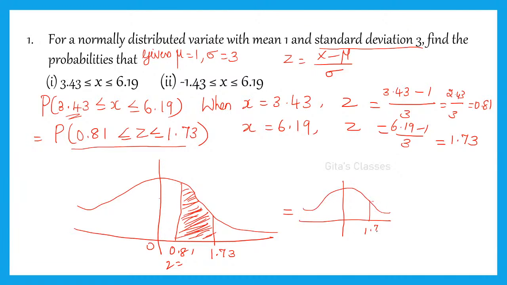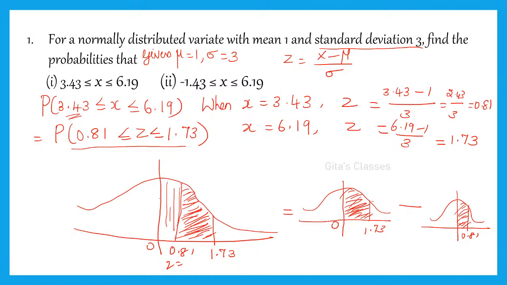Up to 1.73, I want to make use of the table, so I am trying to express everything in terms of 0 to z. From the table, I can find this area 0 to 1.73. But what is extra? This is extra. So I can find from the table 0 to 0.81 and remove it. I don't want this area. What is to be removed? Minus 0.81. This is to be removed.